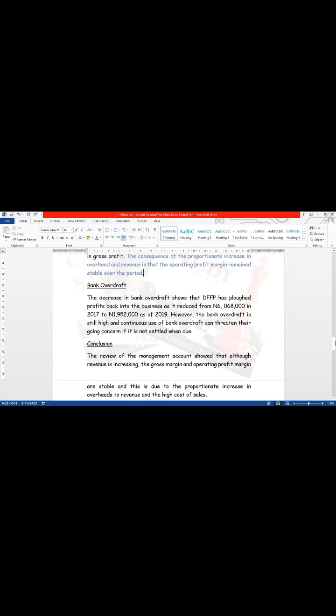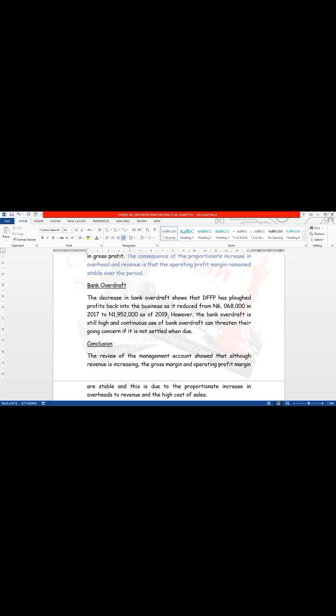Now, the last one is what? The bank overdrafts. Now, the decrease in bank overdraft showed that DFFP had plugged profits back into the business, as it reduced from 6,068,000 in 2017 to 1,952,000 as of 2019. So now, in this case, they tell us, why is it that we have huge revenue and a huge bank overdraft? That was the information, right? The requirement. Why is it that we have a huge bank overdraft and we are having profits?